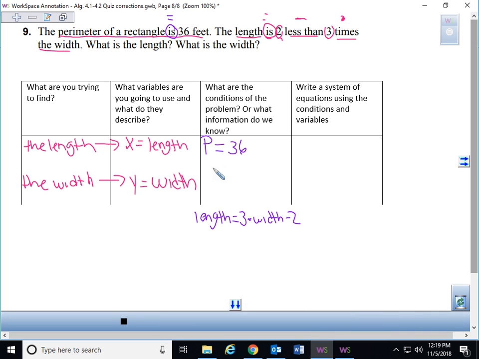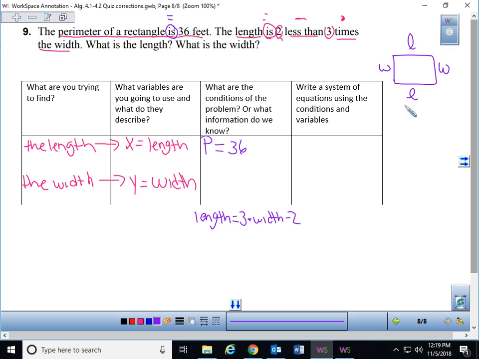Perimeter of a rectangle. Let me draw a little rectangle over here. Here's our rectangle. We have length, width, length, width. Perimeter is adding up all your sides. So really, this perimeter is 2 lengths plus 2 widths. This right here is what a lot of you forgot. Perimeter is distance all the way around. There's 4 sides, so I have to count for the 2 long sides and the 2 small sides.